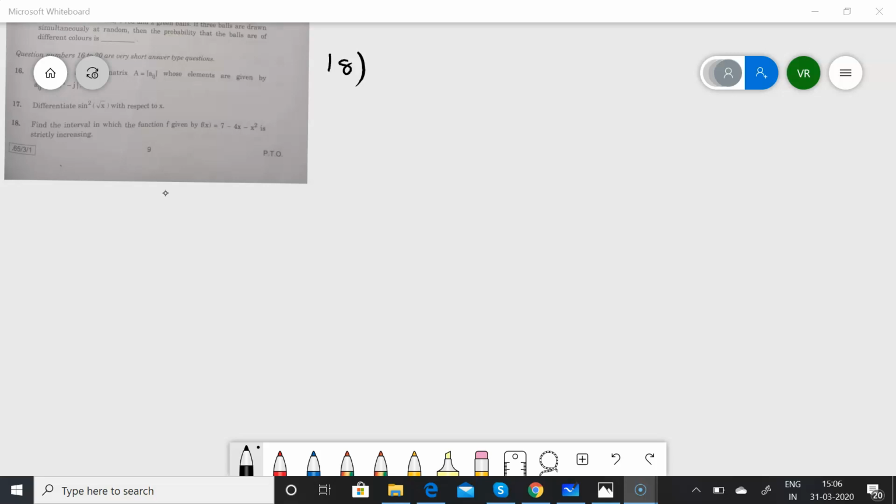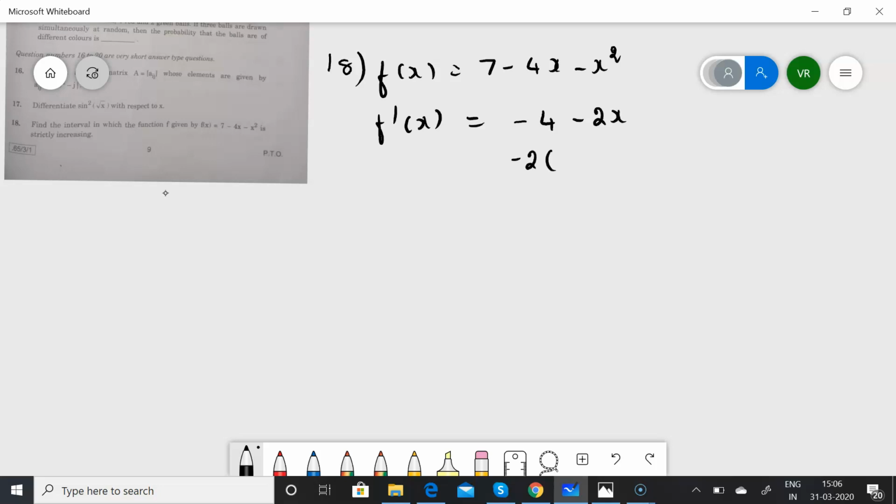18. Find the interval in which the function f given by f of x equals 7 minus 4x minus x squared is strictly increasing. So f dash of x is equal to minus 4 minus 2x. So when I equate it to 0, let me take minus 2 as a common factor, then I get it as minus 2 into 2 plus x. When I equate it to 0, I get x is equal to minus 2.